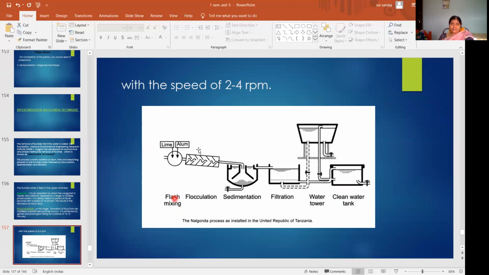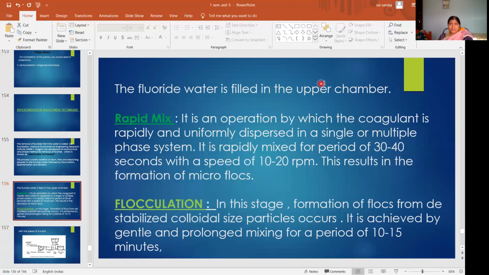So here first, flocculation, sedimentation, filtration, then clean water tank. So this is the process. Nalgonda technique. Okay. So first we fill fluoride water in the upper chamber. So the first step is rapid mix.